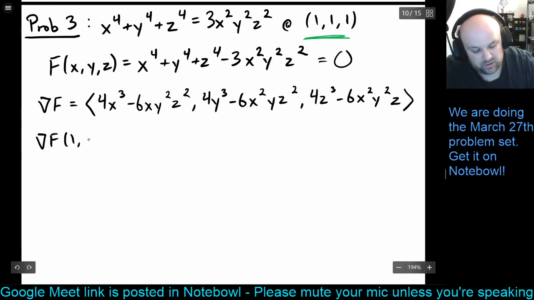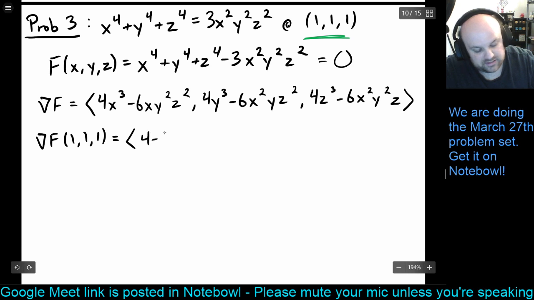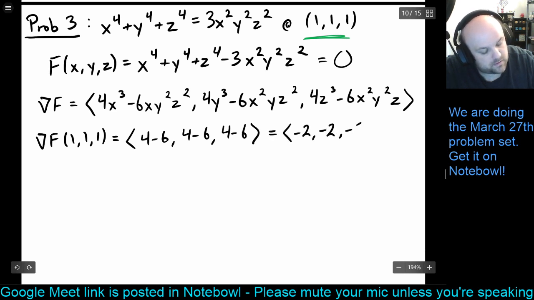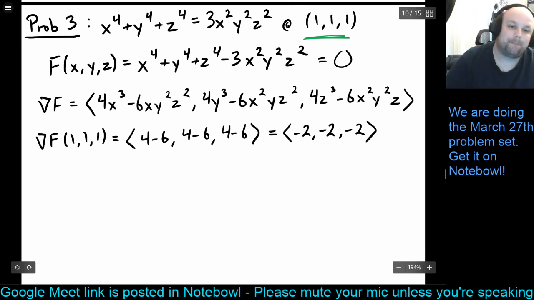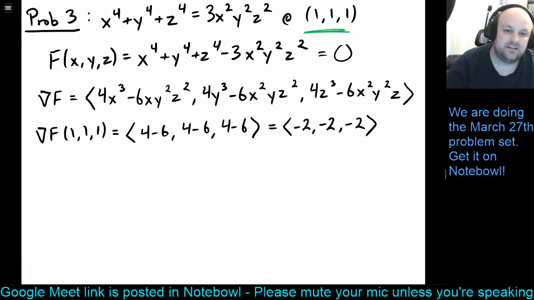Gradient of f at 1, 1, 1 is, well, we take these values, 1, 1, 1, and plug them in for x, y, and z. So it's going to wind up that we get 4 minus 6, which is negative 2, in all of the slots. Which is great. So now we have our normal vector to the surface at this point.